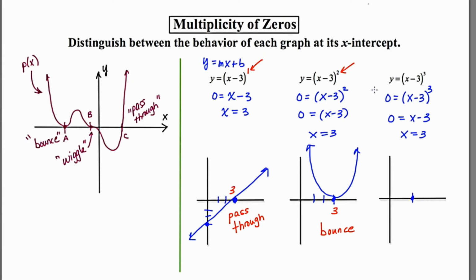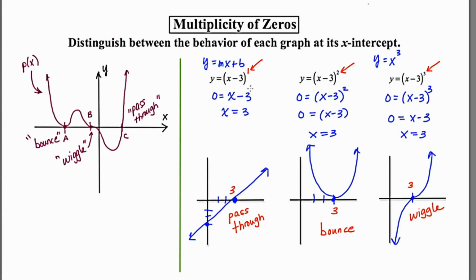In your school, when you studied basic shapes, you might have looked at the basic shape of y equals x cubed. At my school, we call this a wiggle. So this is just a wiggle that's been moved 3 units to the right. So as you may have already anticipated, the behavior that we see as the graph crosses at that point 3, it's not a pass-through, it's not a bounce, so we call this a wiggle. And that's because this x-intercept of x equals 3 came from a factor which happened 3 times.